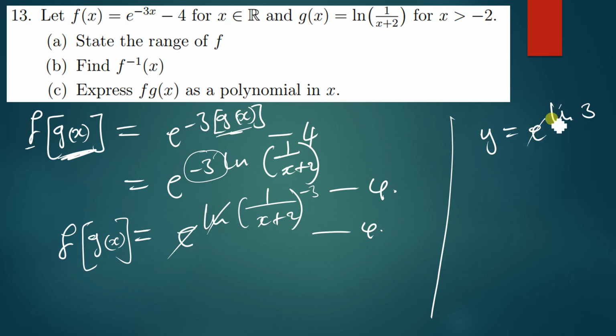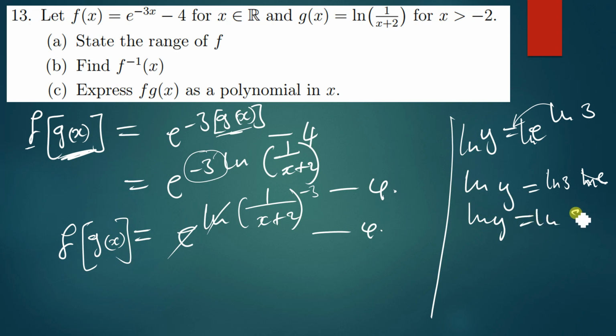This and this cancels. So now let me prove it to you. When we introduce ln on both sides, this ln will drop down there, and hence we're going to have ln y being equal to ln 3, and then we have ln e. So ln e is going to be 1, so we just remain with ln y being equal to ln 3.